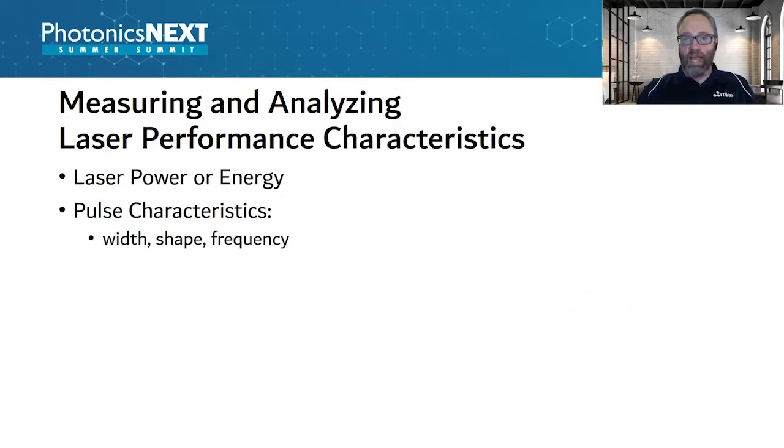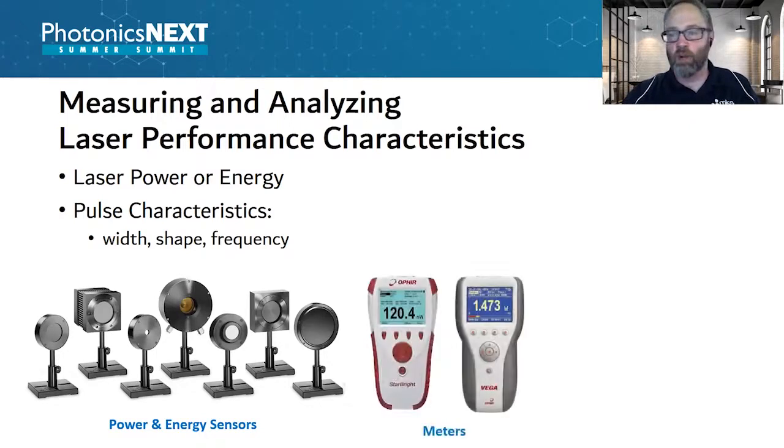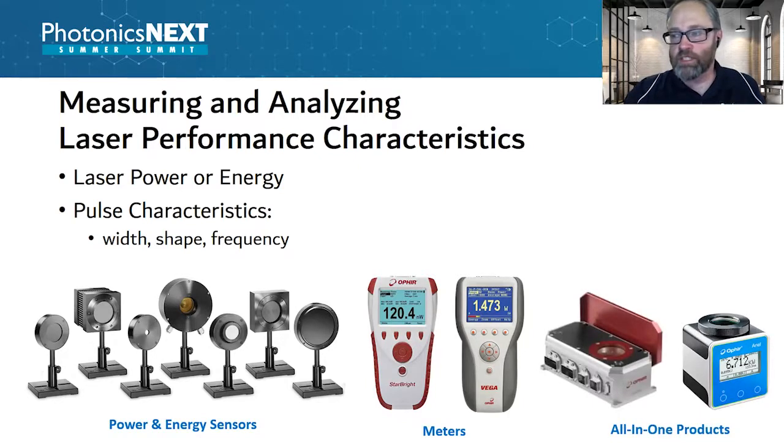Let's talk about measuring and analyzing these laser performance characteristics and how these measurements are taken. We're talking about laser power energy and your pulse characteristics. I think most everybody is familiar with the concept of the power meter. You have these power and energy sensors which collect the laser light, and then they are combined with some kind of meter or a PC interface to actually give the readout of the values on the handheld display or your PC. Ophir also makes a couple of all-in-one products, and these are just like they indicate, they collect the laser light, they do the analysis all in one product, and so these are somewhat convenient to use.